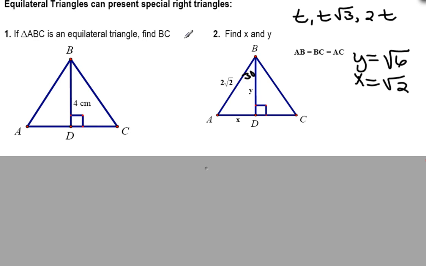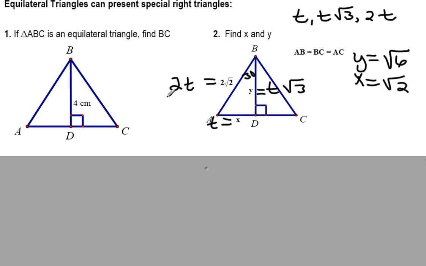This one was a little bit tricky, so I'm going to go ahead and work this out for you if you didn't get it. So remember, we're labeling t, t square root of 3, and 2t. So opposite the 30 is always equal to t. Opposite the 90 is equal to 2t. And opposite the 60 is equal to t times the square root of 3.